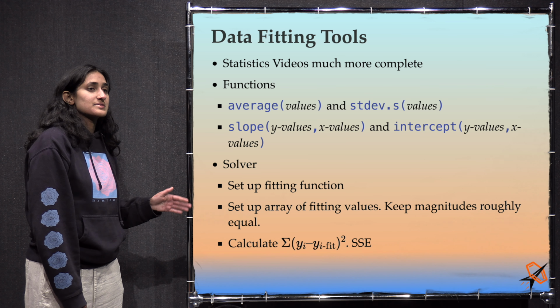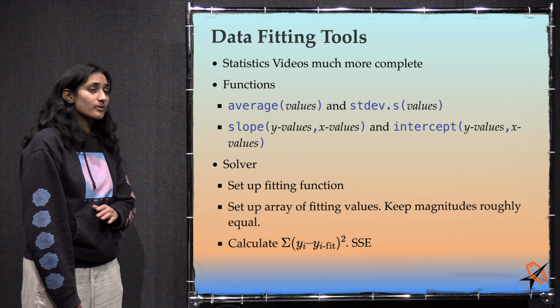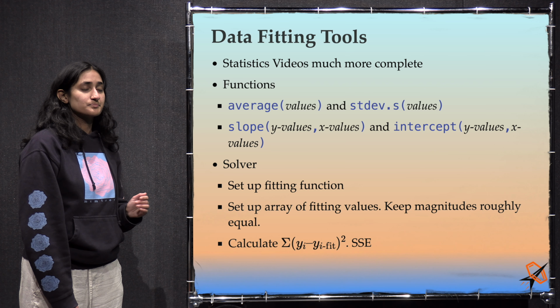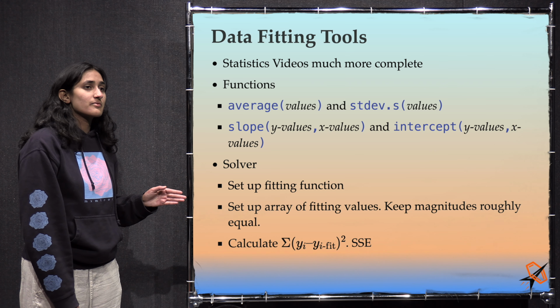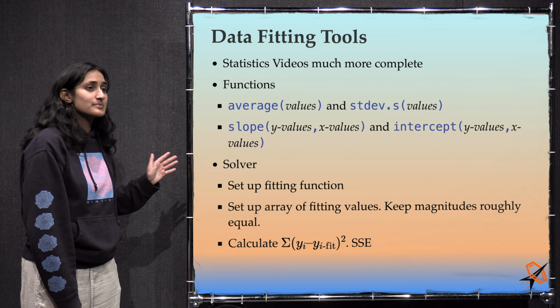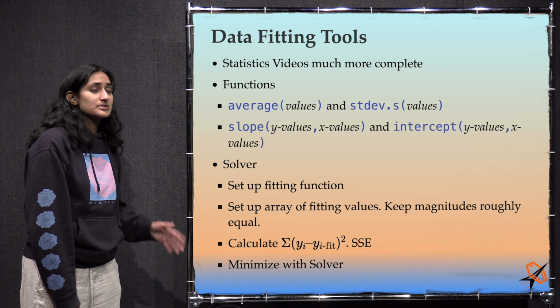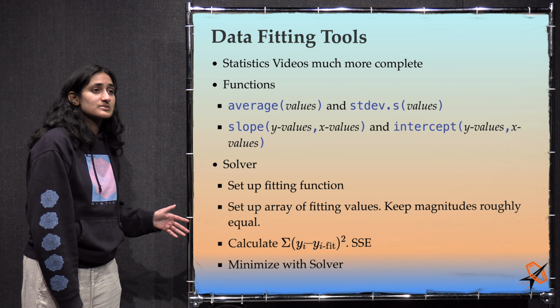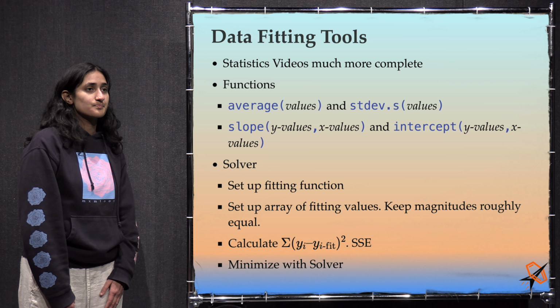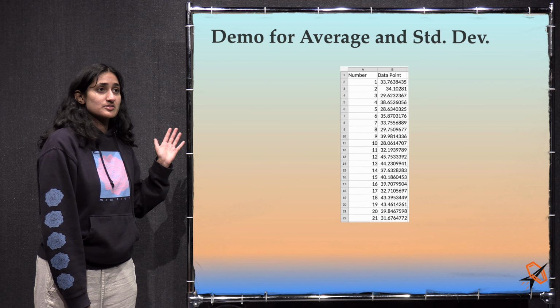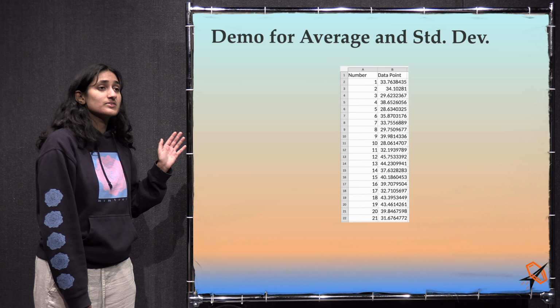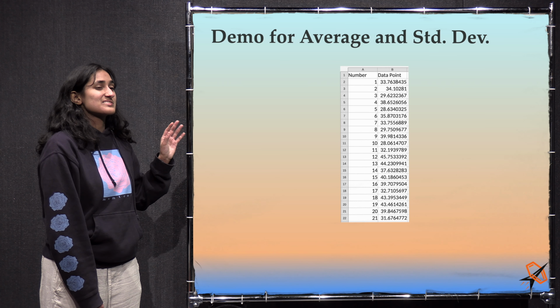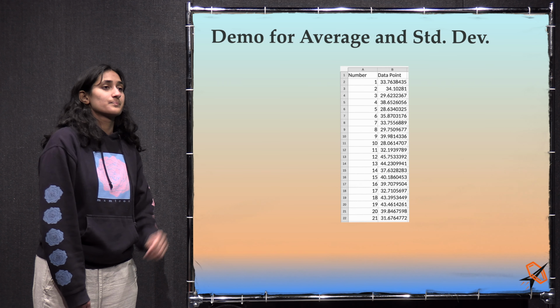You then need to calculate the sum of the squares of the residuals, or the sum of the squares of the errors, depending on your mood. The SSE is basically just the sum of the squares of the differences between your measured values and your fitted values. Then you need to use Solver to minimize the sum of the squared errors by varying your array of fitted values. We'll begin with a brief video demonstration of calculating the average and the standard deviation of this set of data points that represents a set of noisy measurements of a single value.